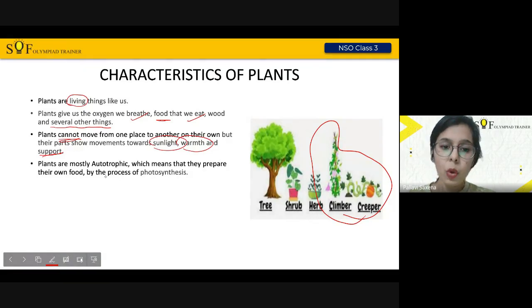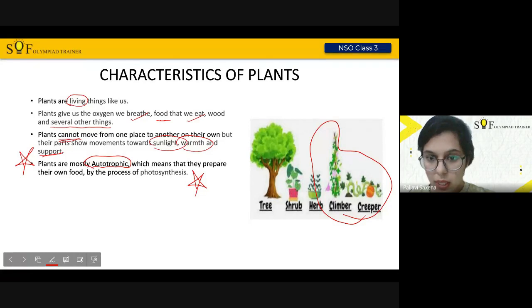Now I want you all to note down one very important term, children. This term is autotrophic. We did discuss that plants prepare food on their own through the process of photosynthesis, and organisms which are capable of doing this are called autotrophs or autotrophic organisms. I'm writing it in the chat box also. So organisms which are capable of making their own food are called autotrophic organisms, or you can simply call them autotrophs.